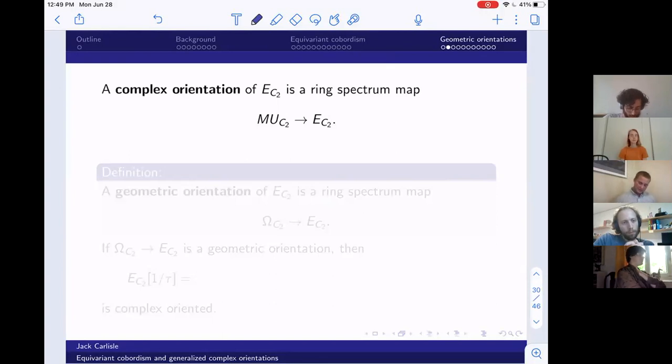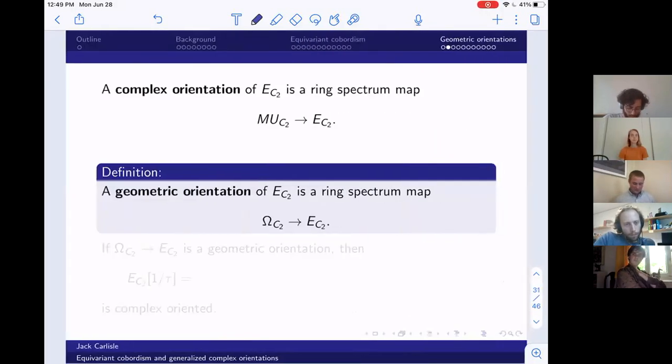Now, motivated by this definition, I propose the following definition. A geometric orientation of some C2 spectrum EC2 should just be a ring spectrum map, not from MUC2, but from the geometric cobordism spectrum omega C2. So that's my definition, and I'm sticking to it. The reason why it's a good definition is because it turns out there are many interesting examples of such objects. And I'd like to take a look at those over the next few minutes.